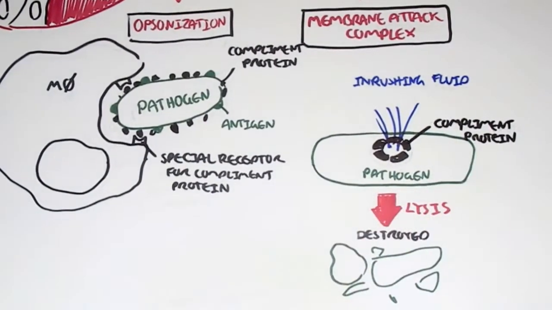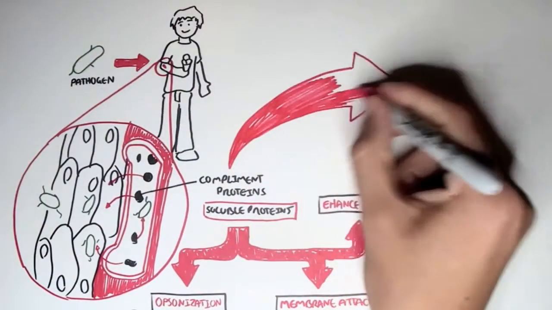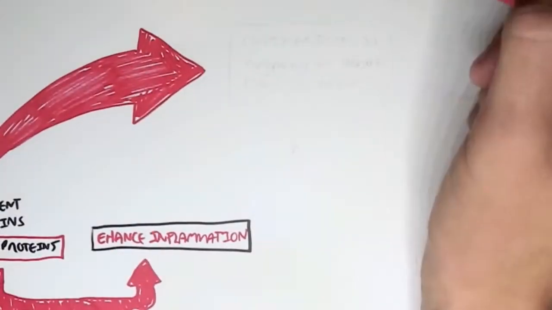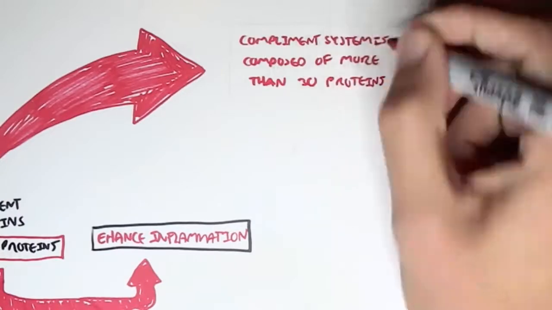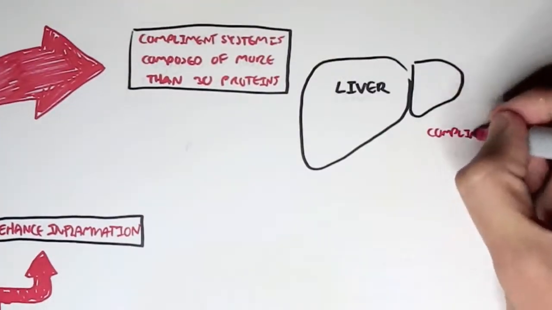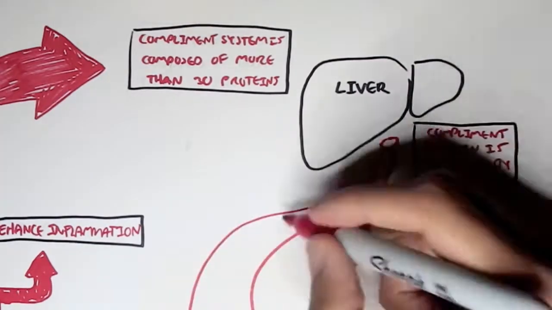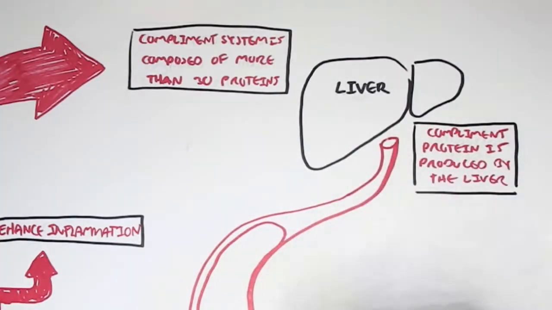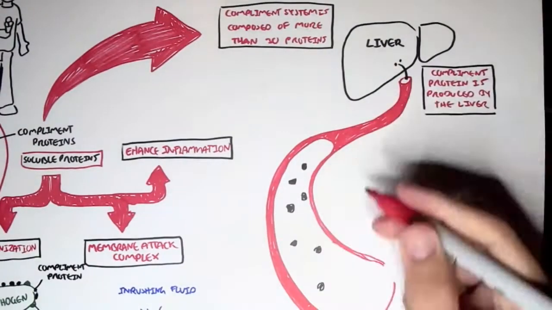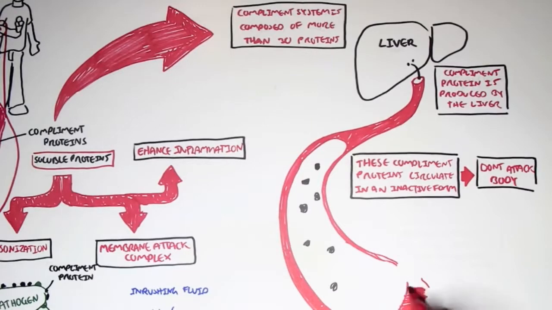And we will see later on in this video how the complement proteins initiate opsonization, the membrane attack complex, and enhance inflammation. But for now, let's see where complement proteins come from. The complement system is composed of more than 30 types of proteins. Now, the complement proteins are produced by the liver, and they will then travel through the bloodstream. Now, these complement proteins circulate in an inactive form, and so they don't attack the body. But when they come across a pathogen, they will become activated.